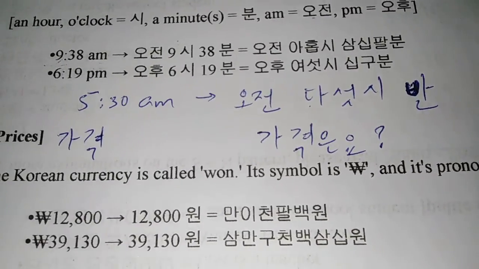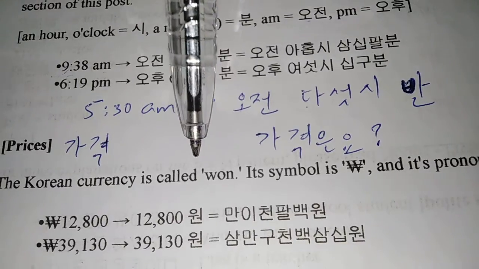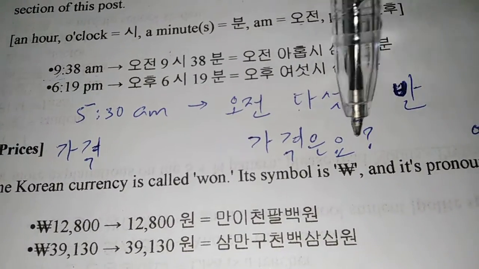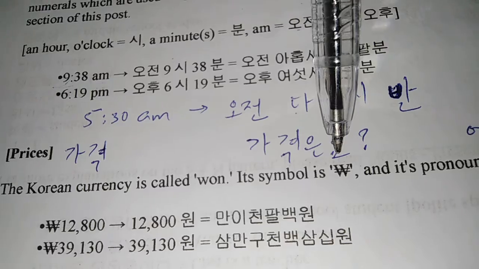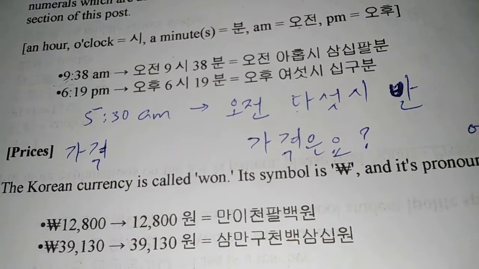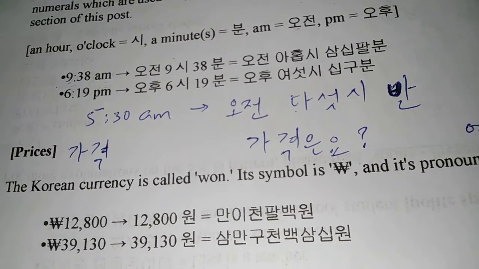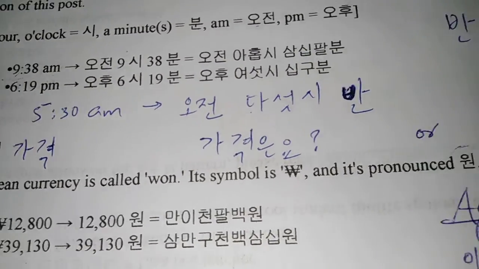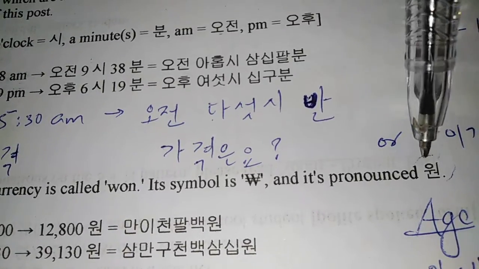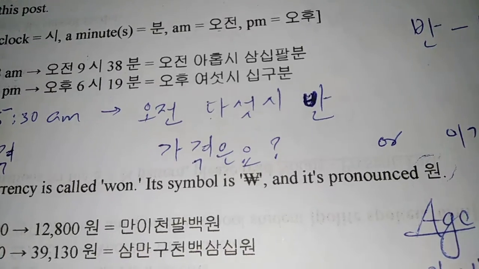So as to the prices, the currency is called won, and this is the symbol. Like dollars, you have an S with one vertical line going through it. The same way, won also has a symbol, and that is a W with two horizontal lines. It is written like this, and it is pronounced as won.